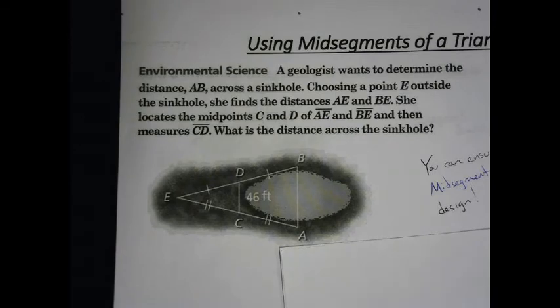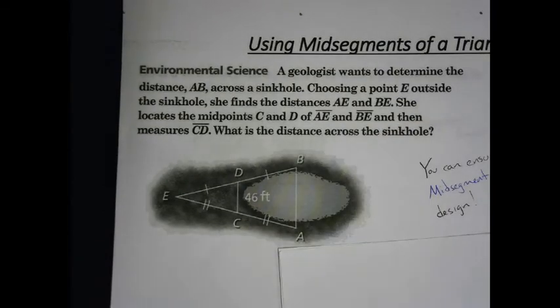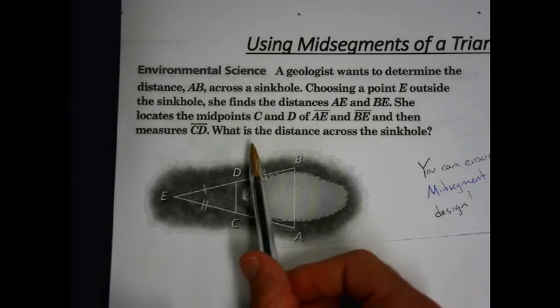And so she's able to measure CD. She can set those midpoints to a place where she can actually measure from here to here without interference from the rest of the sinkhole or a rock or something. So she can set that up. Anyway, so that's the deal. The question now is, what's the distance across the sinkhole?